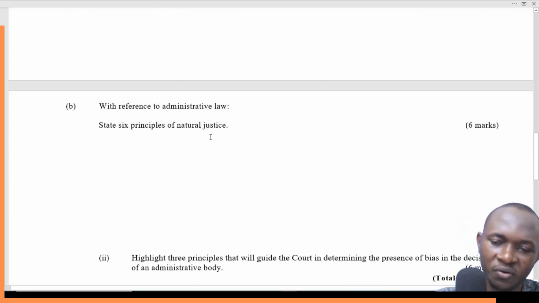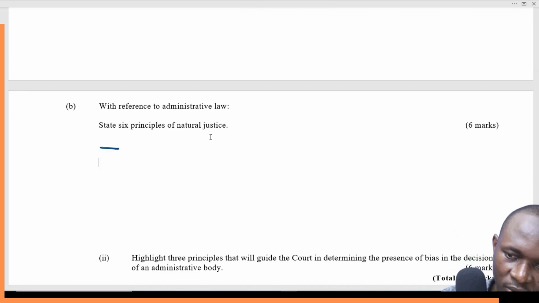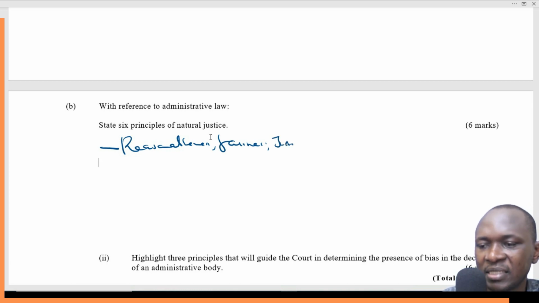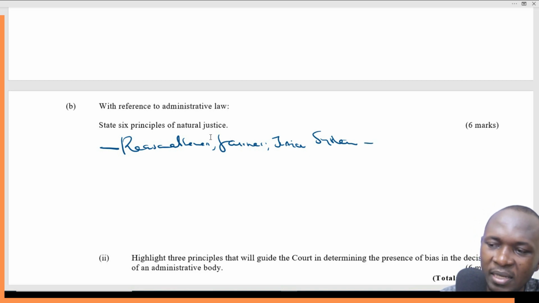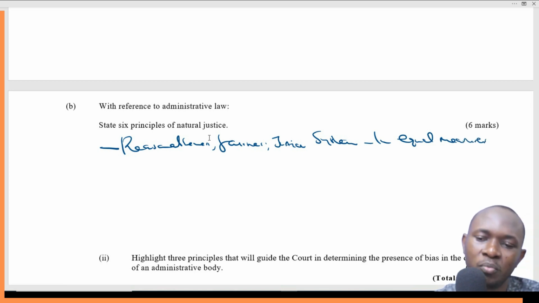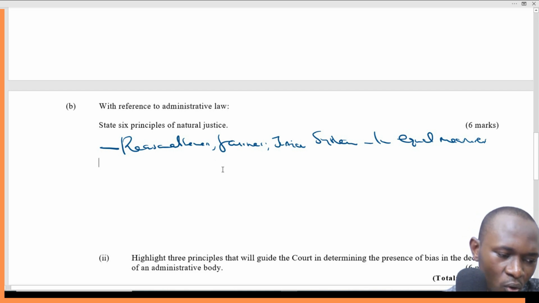Six principles of natural justice. Natural justice has everything to do with the reasonableness, the fairness, and the justice system that will be accorded to each and everybody in equal measure. All of us should be the same in the eyes of the law. That is the premise on which this maxim of natural justice is based.